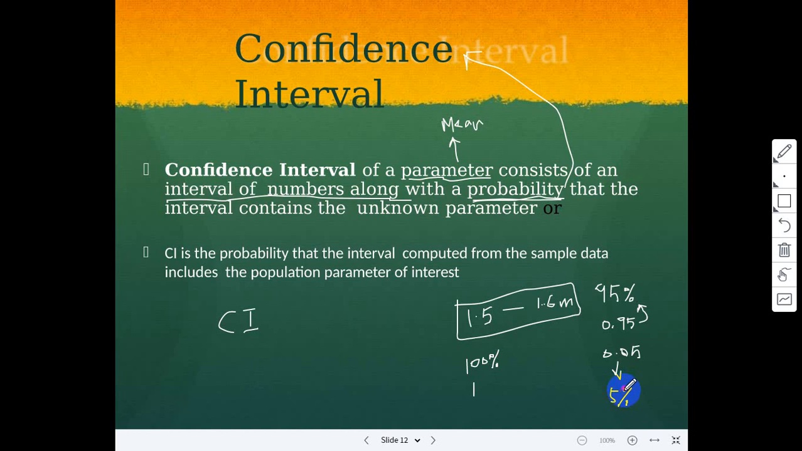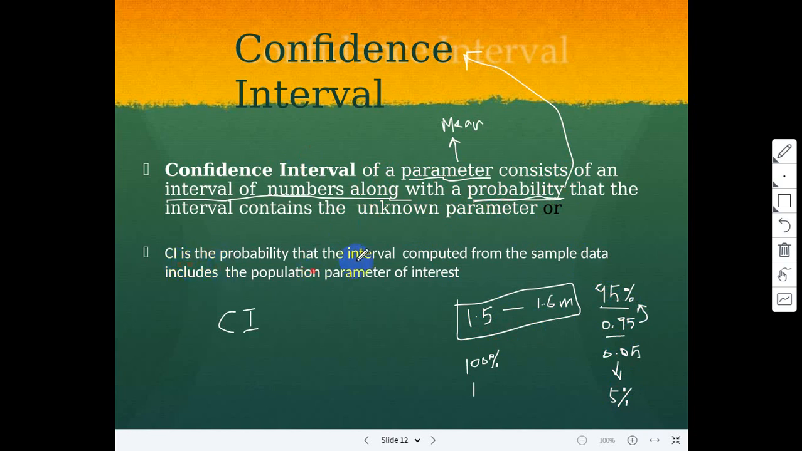So this is the confidence interval, which has an interval of numbers from 1.5 to 1.6 meters, with a probability of 0.95, or 95%. This is the confidence level.